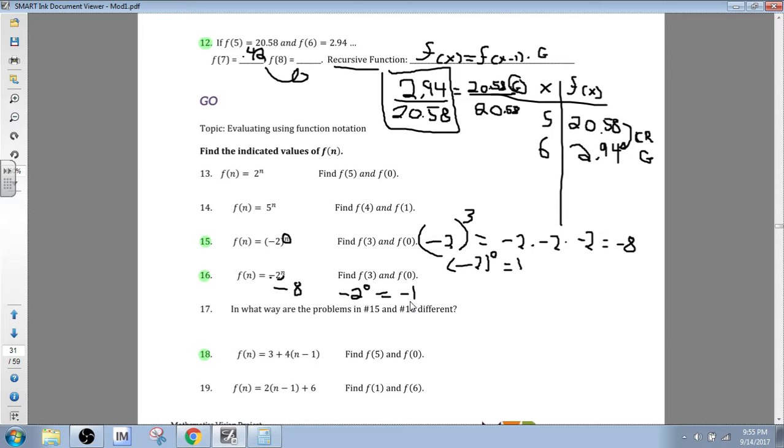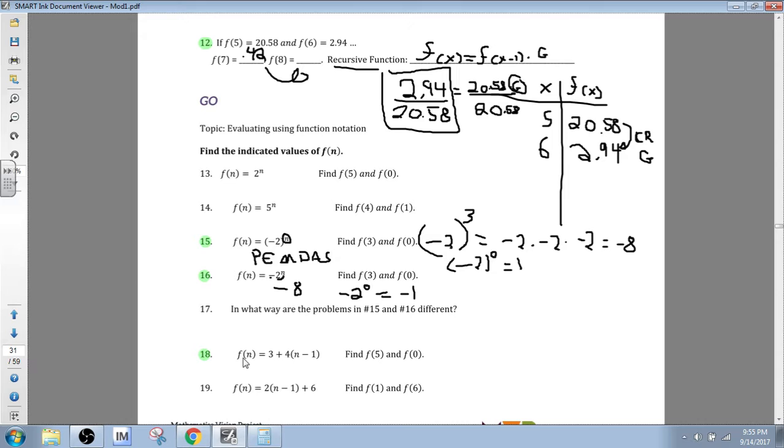This is an order of operations issue. This negative is viewed as a multiplication onto that 2, so we have to do exponents first. PEMDAS. Boom. So that's the difference between them. Those parentheses are telling us two different things. This is telling us to apply the n power to the 2. This is telling us to apply the n power to the negative 2.